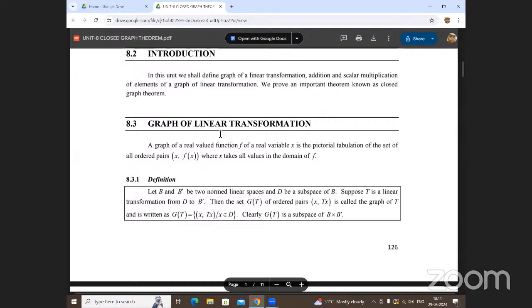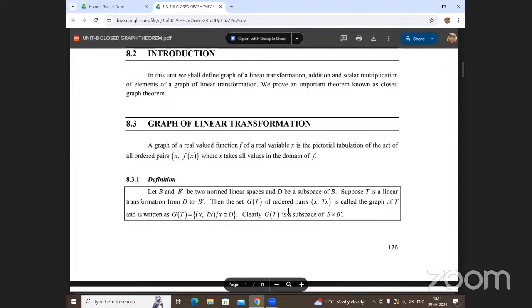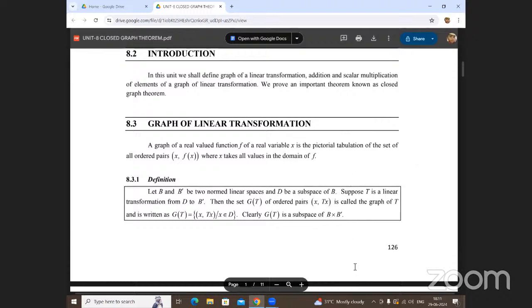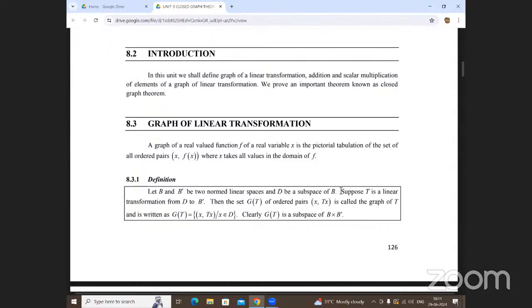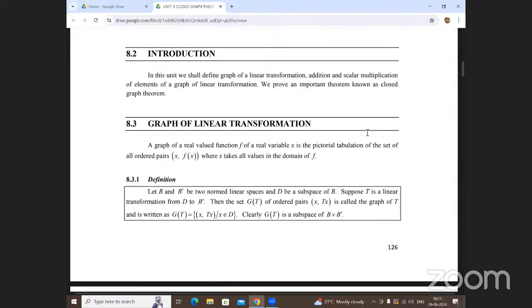First of all, before the closed graph theorem, we have to discuss what the graph of a transformation is. The graph of a Banach transformation, a continuous linear transformation. First, take the graph of a real valued function. How do we construct the graph? We take the horizontal and vertical axes. The function is on the vertical axis, denoted by y or f of x. Y equals f of x. That is the graph, the representation between x and f of x. So x and y means x comma f of x.